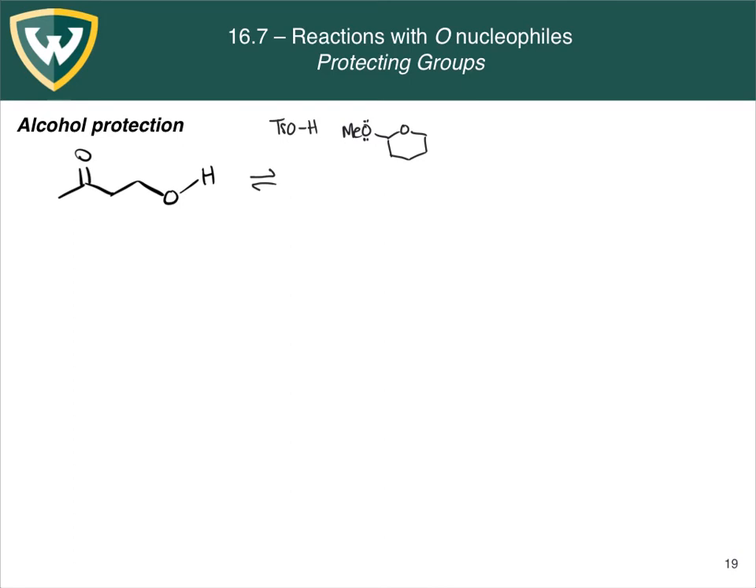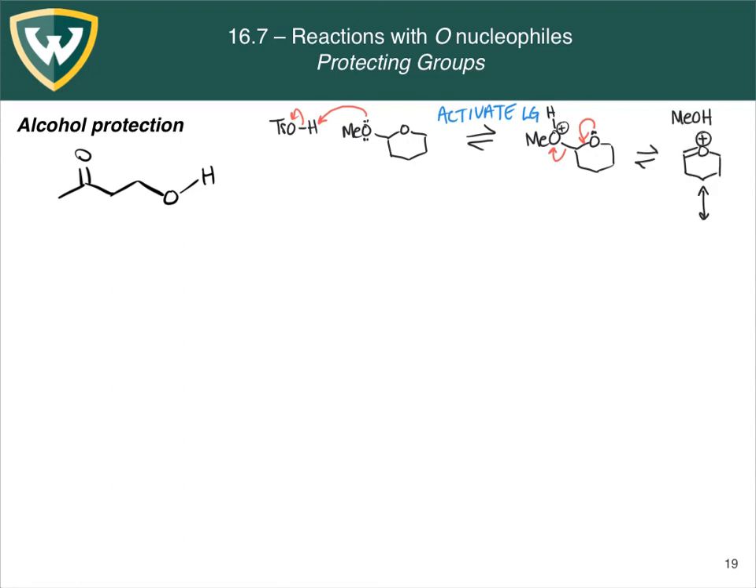So in this mechanism, we're going to start by protonating this oxygen. That serves to activate the leaving group, and so we can kick out our methanol. And that gives us this oxocarbenium ion. And here I've shown the resonance forms for that compound, so you can see that it's going to be electrophilic at carbon, not at oxygen, even though we usually draw the formal charge on oxygen to keep the pi bond there. So now we can go ahead and add our nucleophile, so the alcohol will attack.